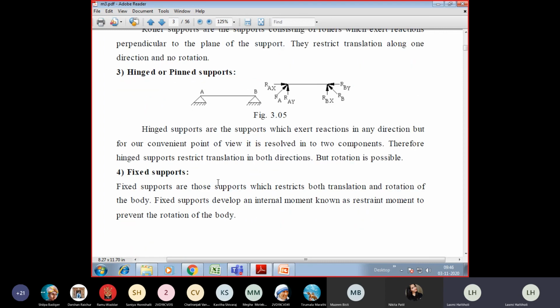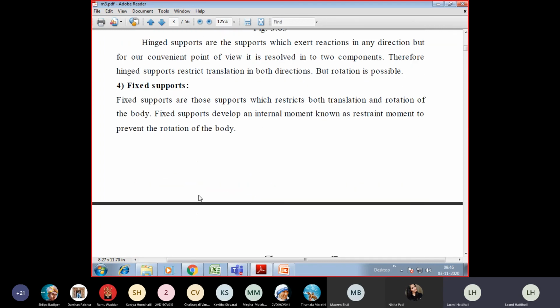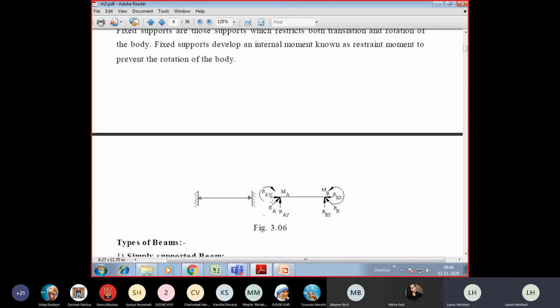Next, fixed support. How many unknown reactions? Three unknown reactions. Which are they? Horizontal, vertical, and the moment, right? I hope these reactions are understood by you all. Yes, ma'am.